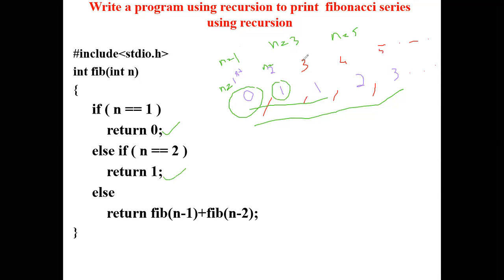Else, if you are entering another number, for example n is equal to 3 or n is equal to 5 or so on, then that number will be calculated by taking the Fibonacci of the previous two numbers. So how do you calculate this? By finding the sum of these two numbers, that is 0 plus 1, you get the answer as 1. So that is what is given here.